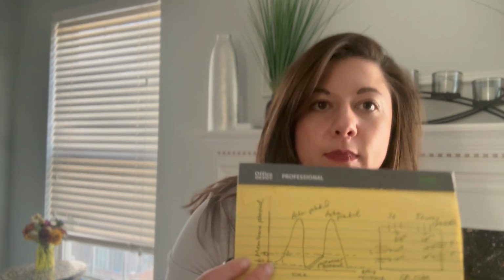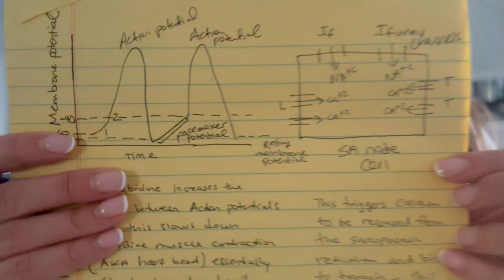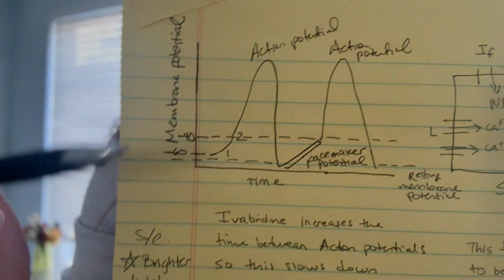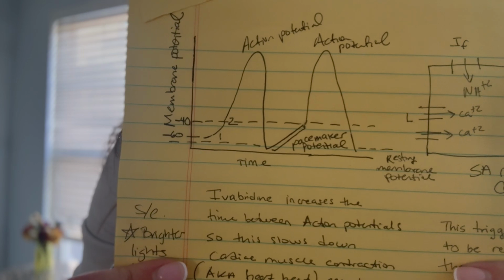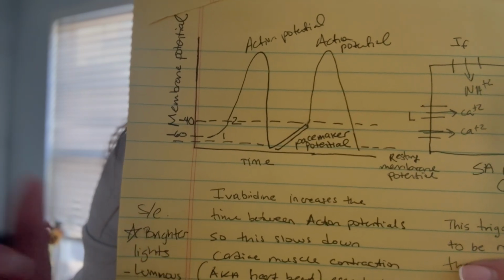The thing to know about the SA node is that it is automatic. Even if you took the SA node out of your body, it would still be able to generate these action potentials. How it works, I have a little bit of a diagram here. An action potential is an electrical impulse that then generates a contraction of the cardiac muscle cell.